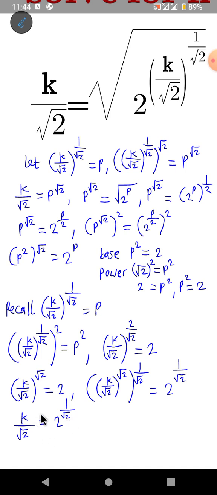Then from here now, I'm going to cross multiply to get my value for k. So we say k will be equal to 2 raised to the power of 1 over root 2, times root 2. So this is my final solution for the value of k in this wonderful equation.